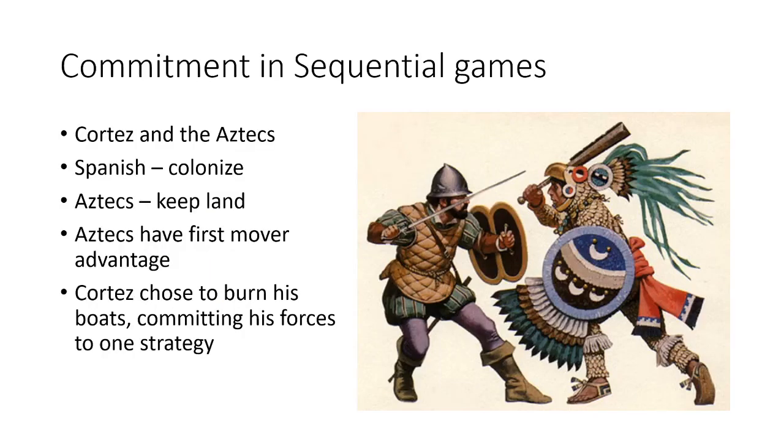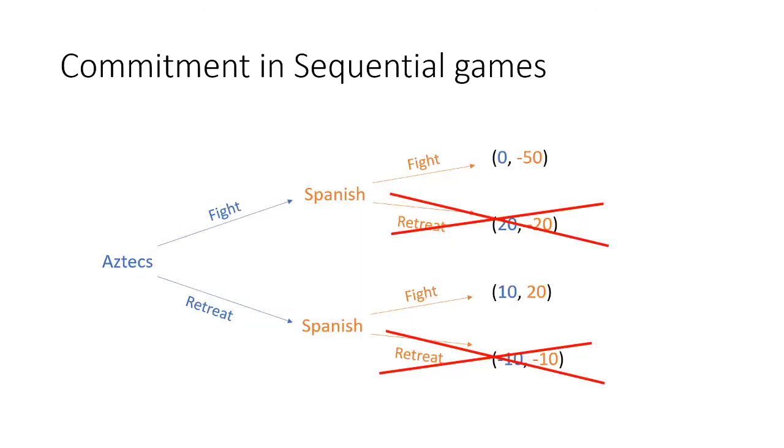But if you know about this history, Cortez was the Spanish general that landed there, and he chose to burn the boats that they sailed over from Spain, which committed his forces to one strategy of fighting. So if we look again at this matrix, then we see here retreat is no longer an option. So now the Aztecs have to choose between retreat or fight, where their payoffs are 0 or 10. Okay? And the Aztecs would rather have 10 than 0. The Spanish don't get to choose anymore. They're fighting no matter what. So we end up with this as our Nash equilibrium, where the Spanish are going to gain the land and the Aztecs are going to retreat.